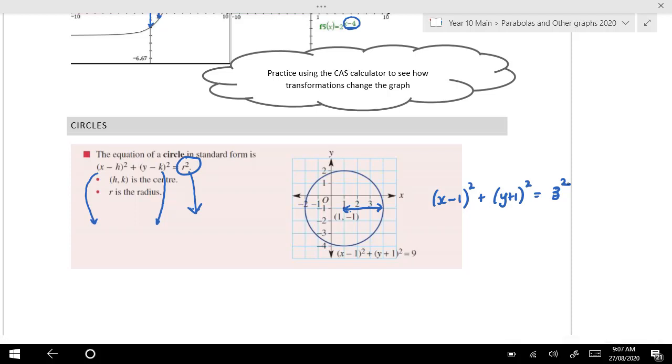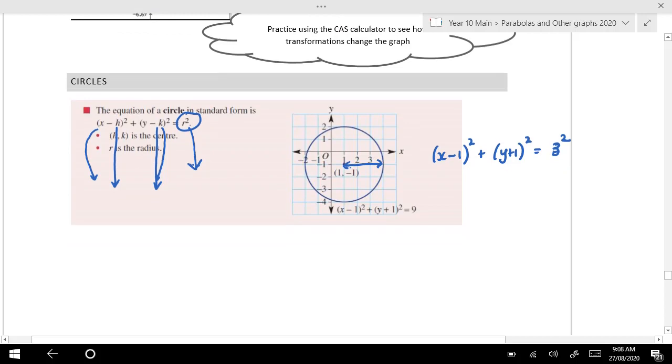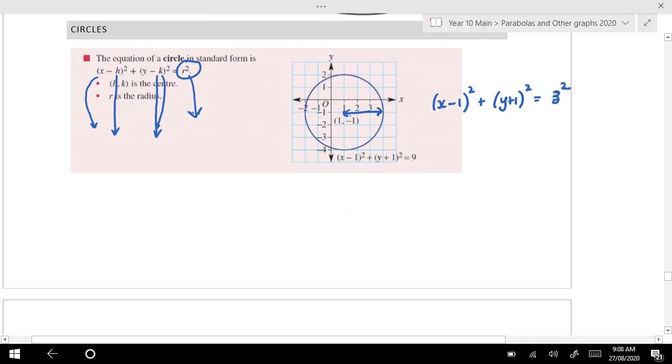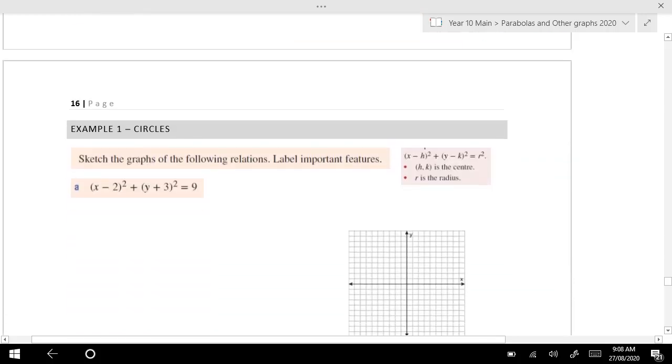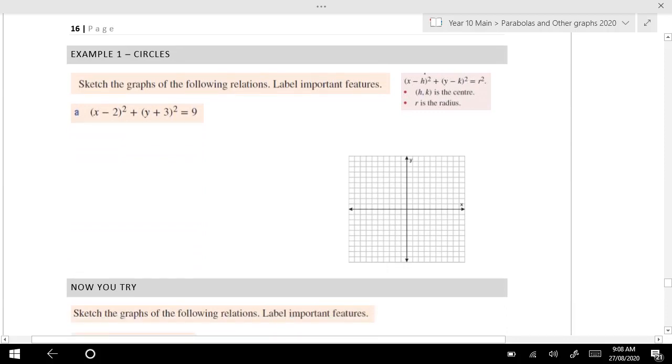We're going to look at circles, but once again, this whole h and k applies to all of these graphs, not just one of them. So once you get that pattern, you'll start to see that for other graphs. Okay, so let's start with a circle. I've got this up here, and you can see I've put that (h, k) is the center of the circle. So let's find the center of the circle. It says sketch the graph, including important features.